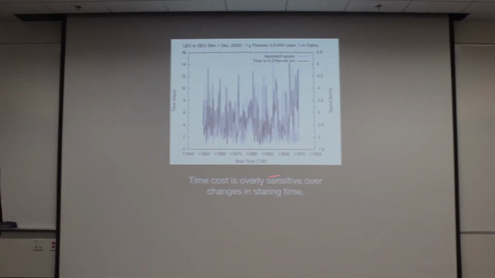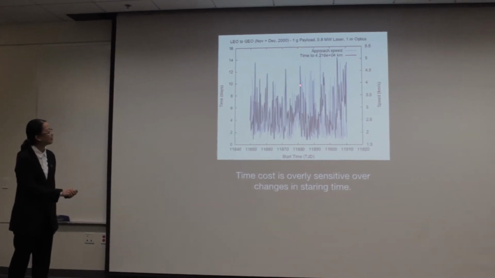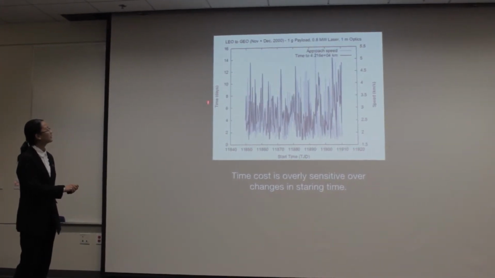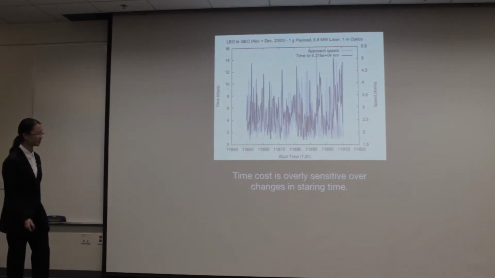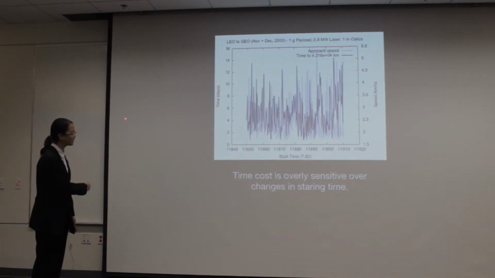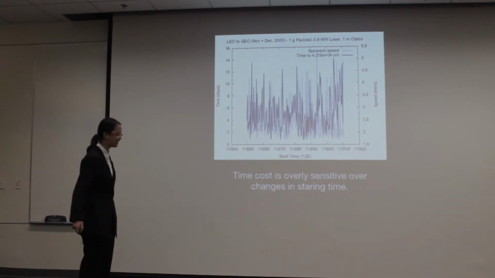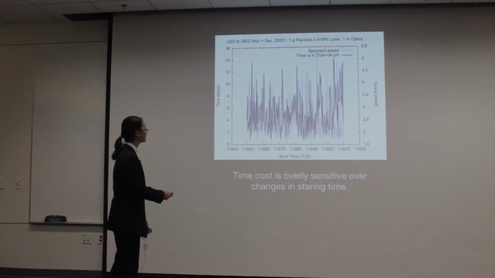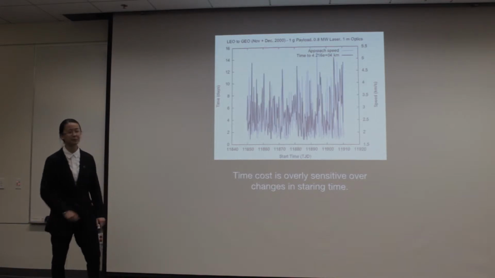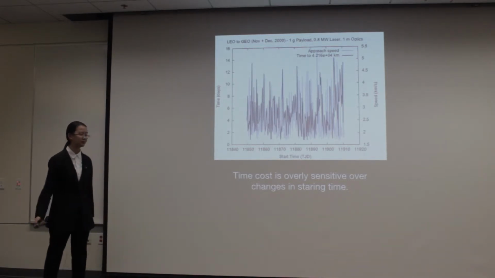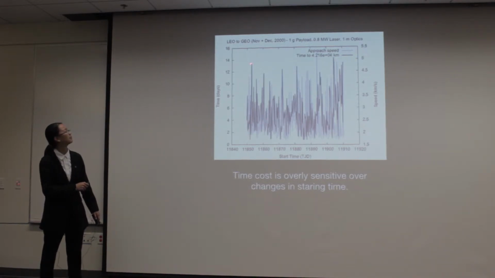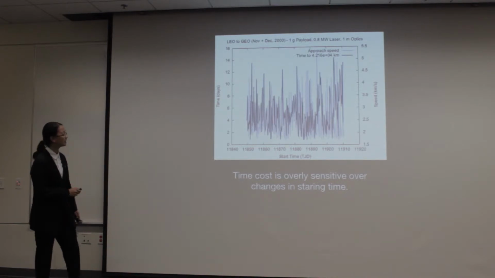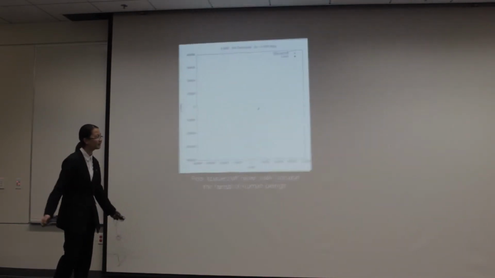Time cost is overly sensitive to changes in starting time. This is a graph of time needed and the speed to get to a certain distance. So it's just like we launch it today, how much time it takes; we launch it tomorrow, how much time it takes; and then the day after that, how much time it takes. And you can see the graph is really unpredictable. This is really a huge problem. It's really hard to launch, because if we launch a day later, the time cost is really high and it takes really long, which is not optimized.